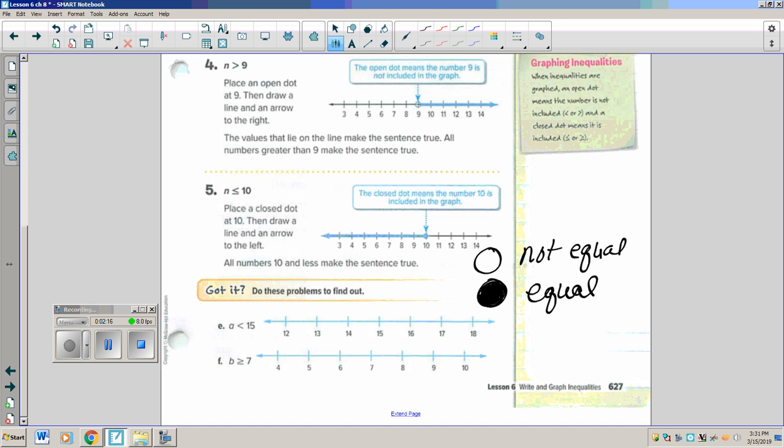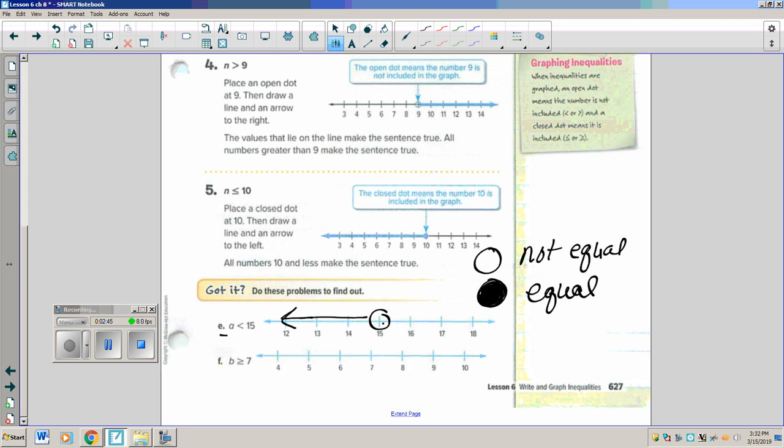Open and closed. We are going to graph A is less than 15. You put your circle on 15. Since there's no equal sign, it's not colored in. Now, if it's less than, I go left on my number line. That's a terrible line. Left on my number line. There, you just graphed the inequality A is less than 15.